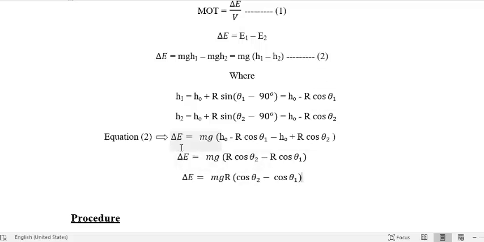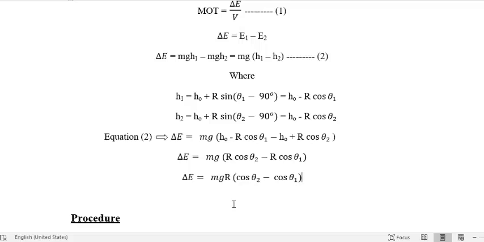So now if we plug in the expressions of h1 and h2 in equation number 2, we get delta E equal to mg into this. We have simply plugged in the expressions of h1 and h2 in equation number 2. This is positive h2, and this is positive h naught, and this is negative h naught. So these two will be cancelled, and r can be taken as common. So delta E comes out to be mgr into cos of theta 2 minus cos of theta 1.